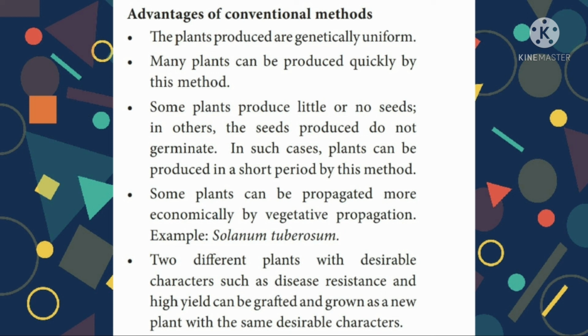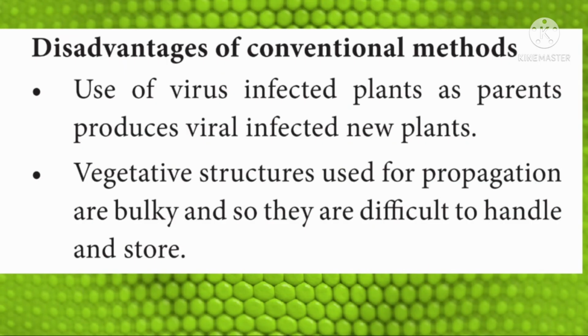Say, for example, if one plant is noticed for a high yielding variety, that is a dominant quality, and another plant has a disease resistant quality, we can easily blend these two qualities into one plant by using the graft technique. So now we are seeing the disadvantages of conventional methods.